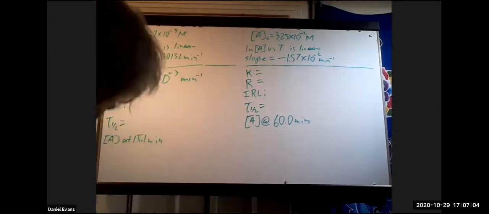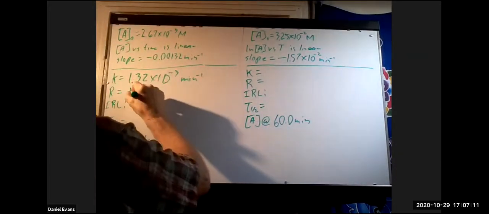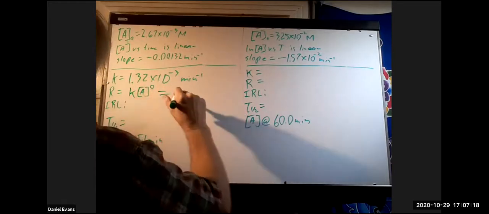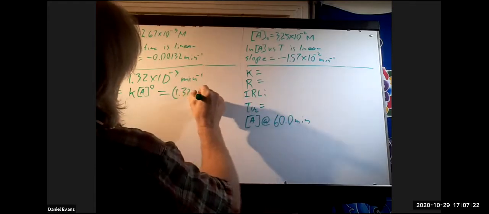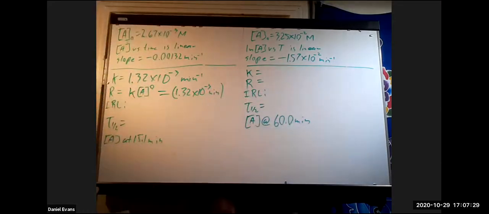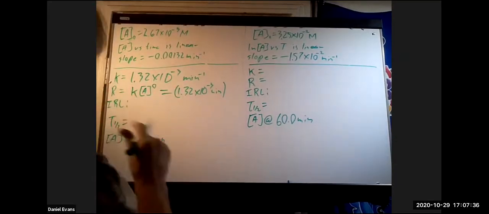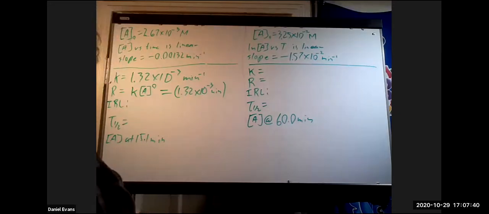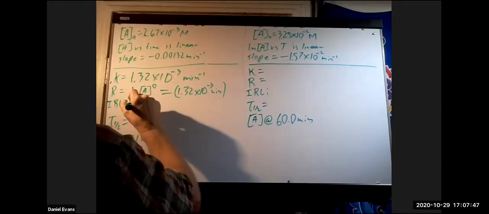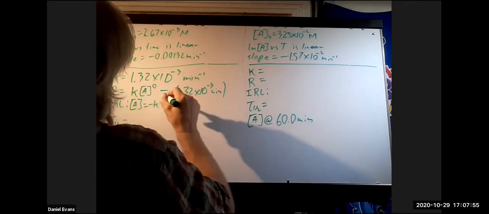We're asked for the rate law. Well, concentration versus time is a zero order rate law. So I'll write out the long form and condense it down to its final form. So a rate is equal to k, where the value of k is 1.32 times 10 to the minus 3 inverse minutes. So the integrated rate law will be A equals minus kt plus A zero.